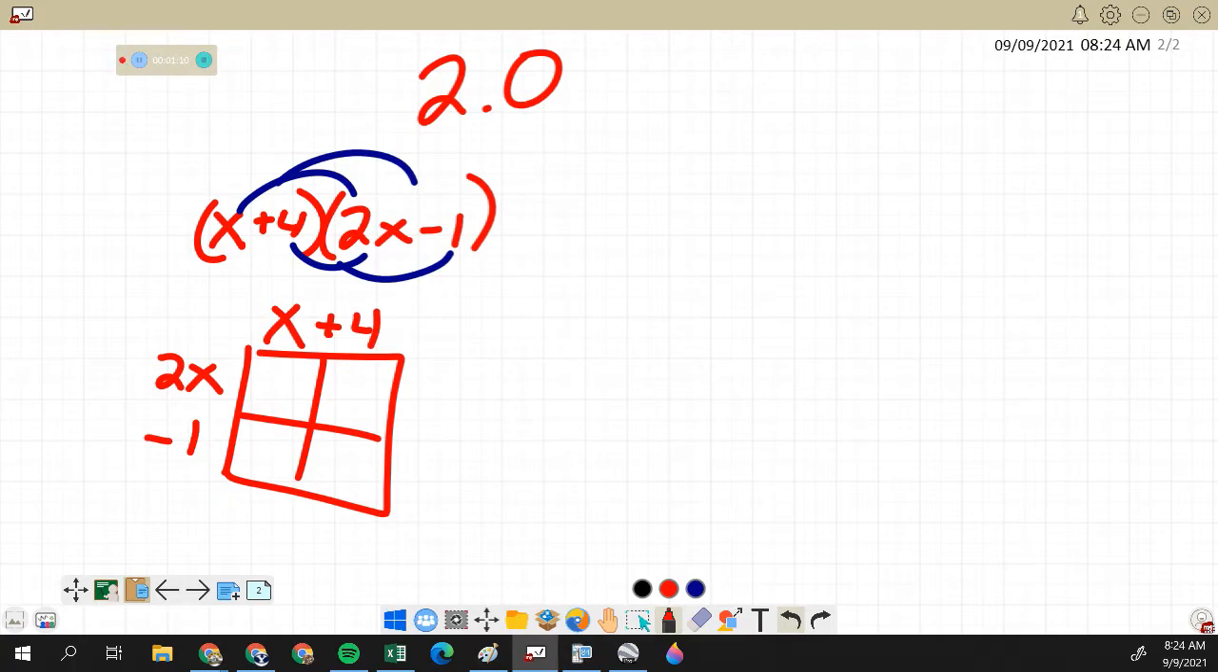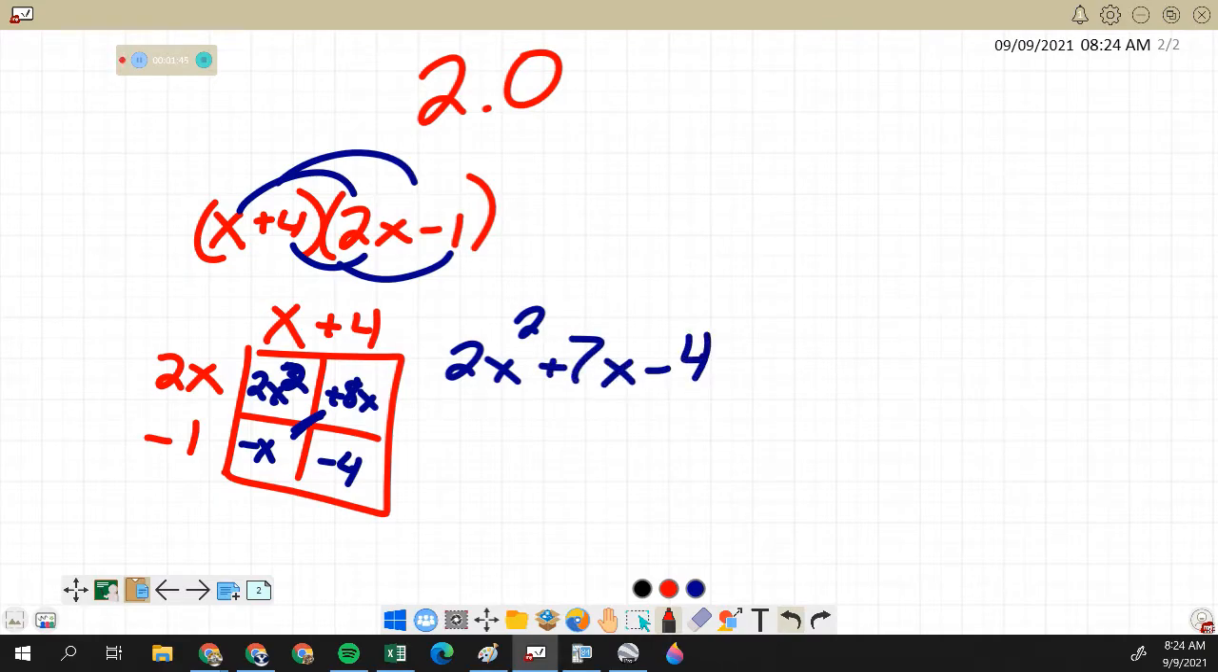So each square is just the product of the row and column that it resides in. So this would be 2x to the third, 8x, negative x, and negative 4. It's not the third, it's squared. Jeez, guys. Oh, this is going to be a good day. All right, let's see if I can do it right from now on. 2x squared. These two are like terms, so they go together. 7x and negative 4. Okay. Everybody understands that? All right.